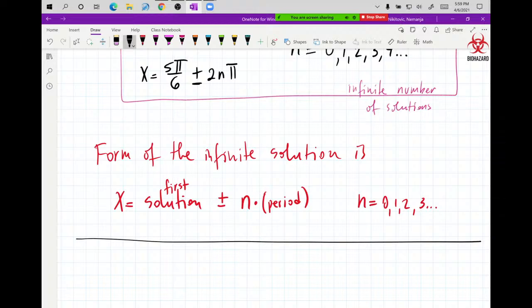So let's take a look at a whole bunch of these problems given to us in the textbook.